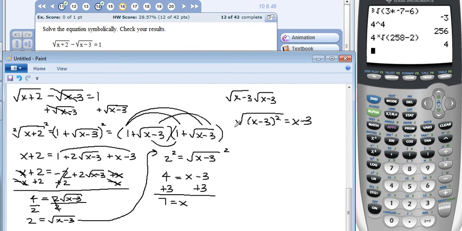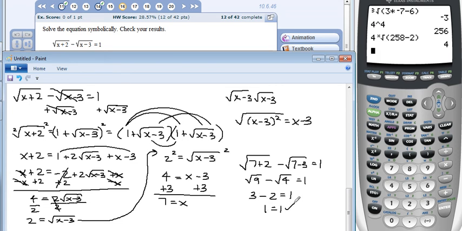All right, let's check her. So I'm going to put the 7 in wherever I see the original problem. So I'm going to put a 7 in here, and I'm going to put a 7 in there. Okay, so I'm going to have 7 plus 2 minus 7 minus 3 is equal to 1. 7 plus 2 is 9. 7 minus 3 is 4. Square root of 9 is 3. Square root of 4 is 2. 3 minus 2 is 1. Check. So my answer is 7.